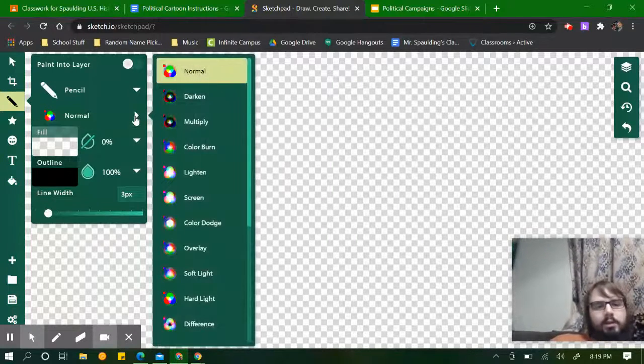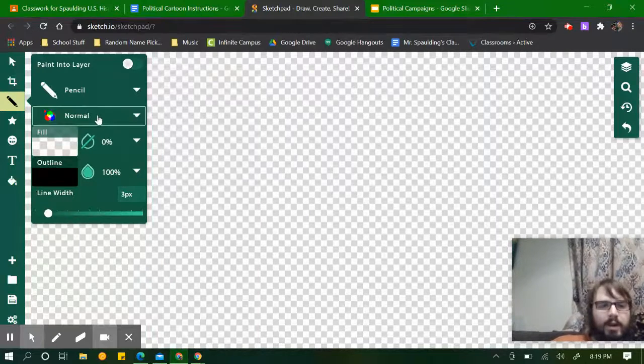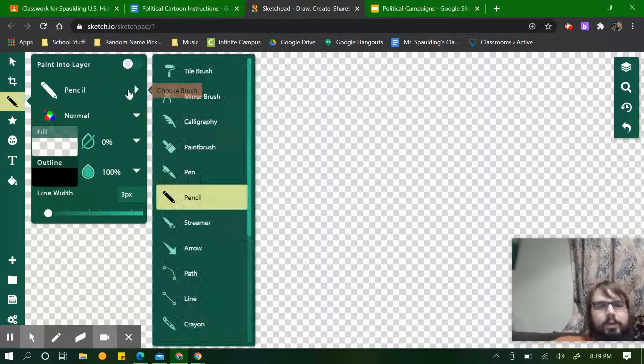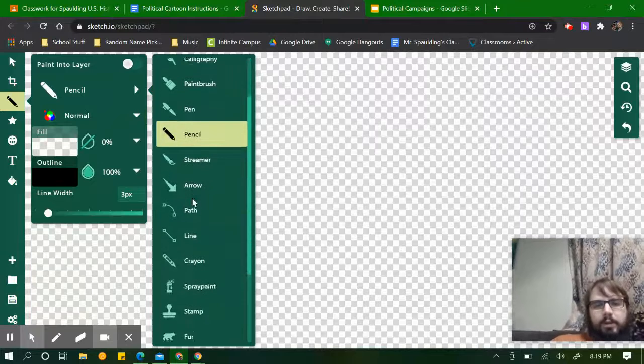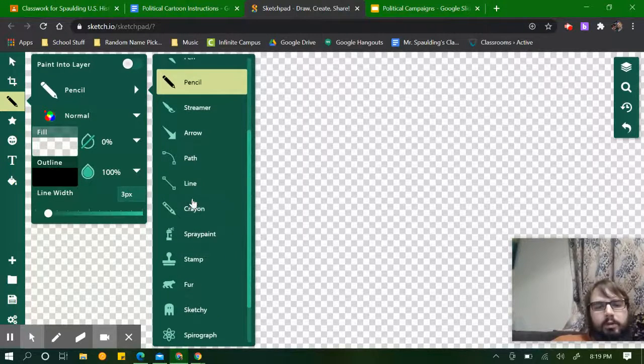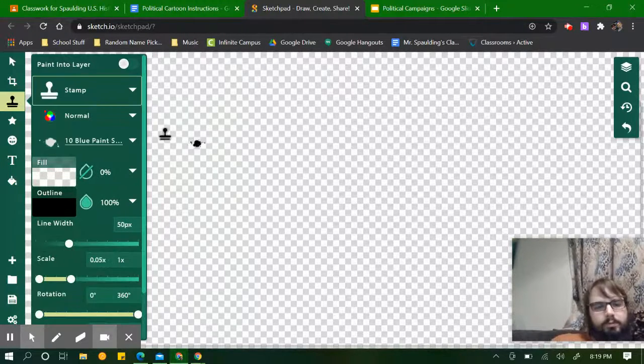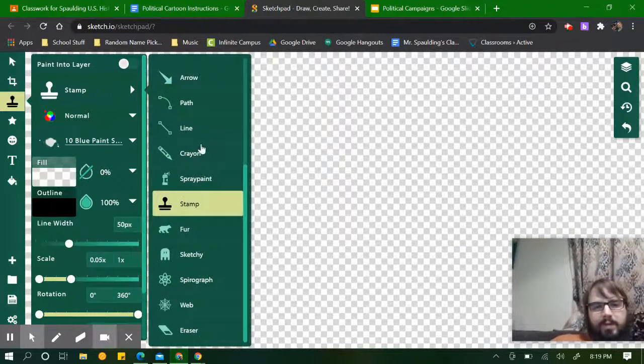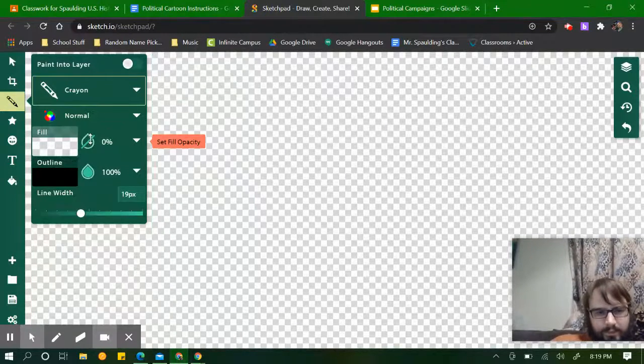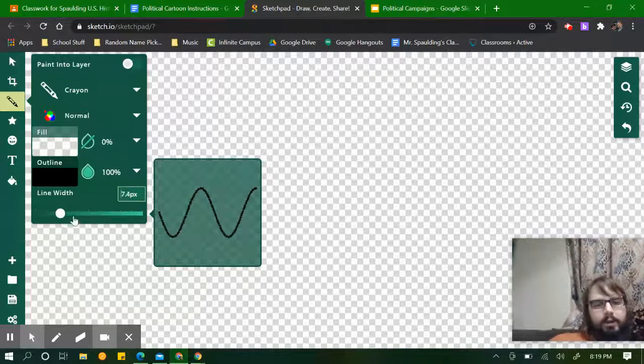Over here, you can choose however you want it to come out. You can choose what kind of tool you want to be using. Maybe you don't want to use a pencil. Maybe you want to use a stamp, or maybe I want to use a crayon. Now, for your fill, you probably want that to be about 0, and then you want your line to be that, and then you can change your line width right here. It'll kind of give you an estimate of how thick you want it.